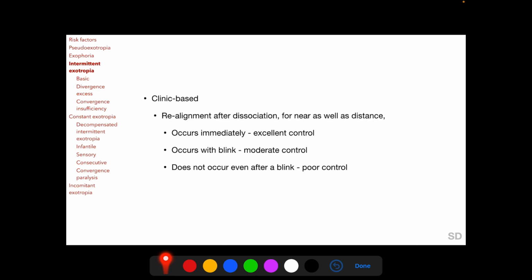And in the clinic-based grading, the rapidity of realignment is assessed after dissociating the two eyes for near fixation as well as for distance fixation. If realignment occurs immediately after dissociation, the control of IXT is excellent. And if realignment occurs with the first blink after dissociation, the control of IXT is said to be moderate. But if realignment after dissociation does not occur even after the first blink, then the control of IXT is said to be poor.